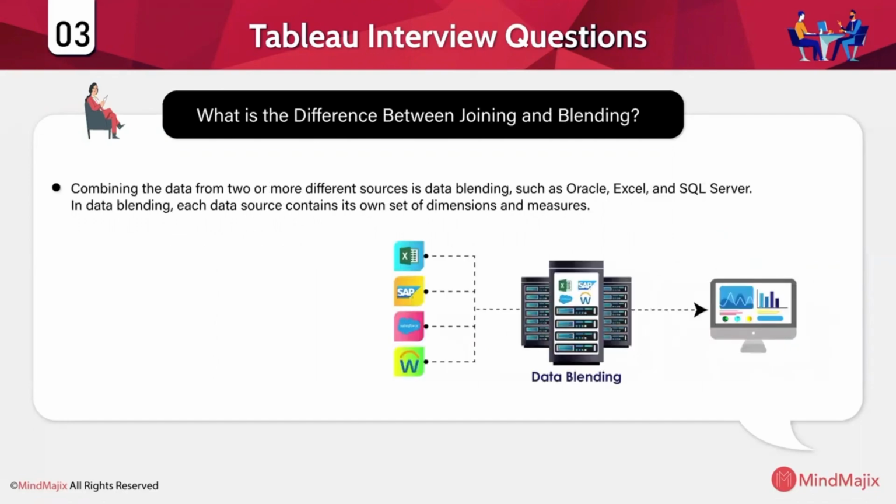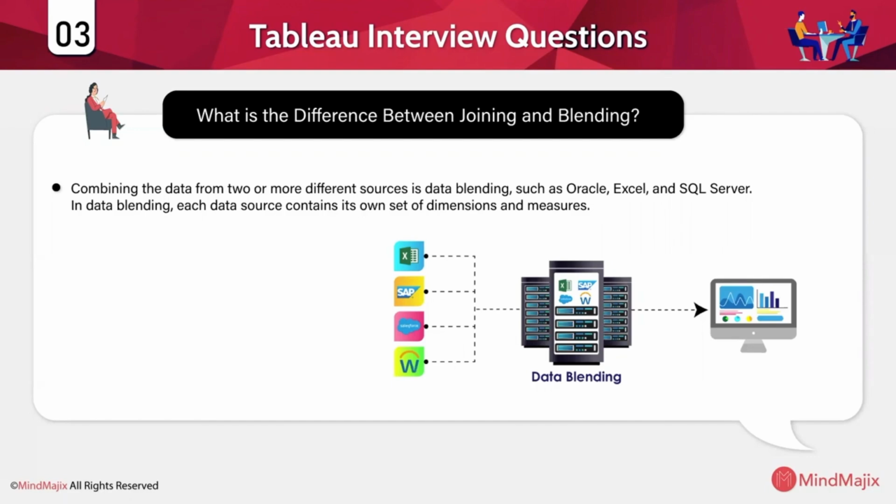Question number 3. What is the difference between joining and blending? Before finding out the difference, first of all we have to learn what data joining is and what data blending is. Data joining is combining data between two or more tables or sheets within the same data source. For example, combining two tables from the same Oracle database, or DB2, or Sybase, or SQL Server, and many more servers. Combining two or more worksheets from the same Excel file is also called data joining.